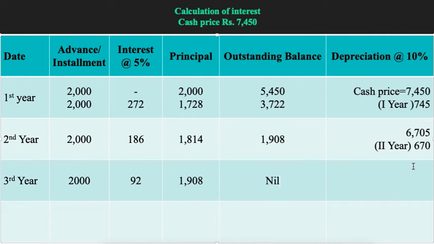Now when we talk about the depreciation amount here, we are going to find out what is the value of the asset after depreciating it at 10% in the second year. What should be its value at the end of the third year? So how we are going to find it out? It is 6705 minus 670. So we are going to get how much? 6035 rupees.